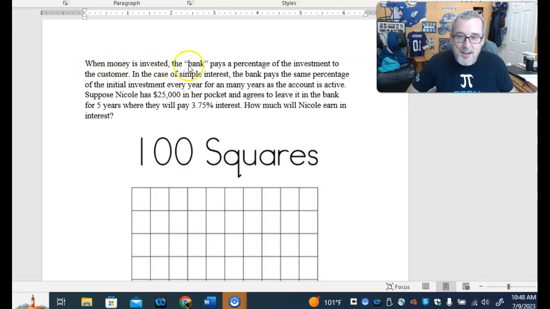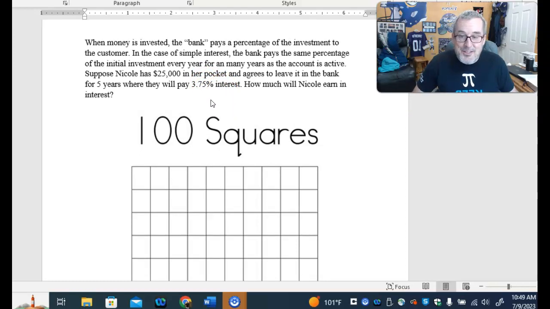So when money is invested in the bank, the bank pays a percentage of the investment to the customer. In the case of simple interest, the bank pays the same percentage of the initial investment every year for as many years as the account is active. Suppose Nicole has $25,000 in her pocket. Wouldn't that be awesome? And she agrees to leave it in the bank for 5 years, where they pay 3.75% simple interest. How much will Nicole earn in interest?